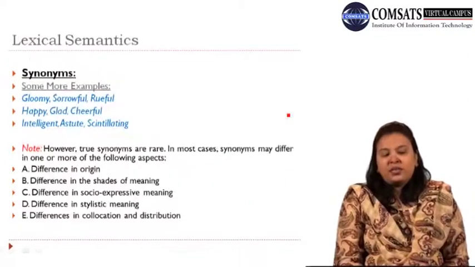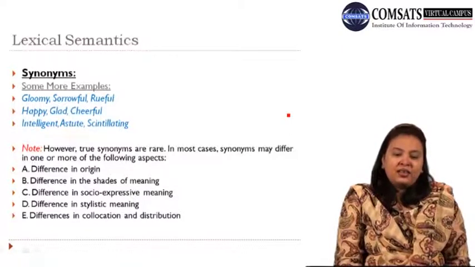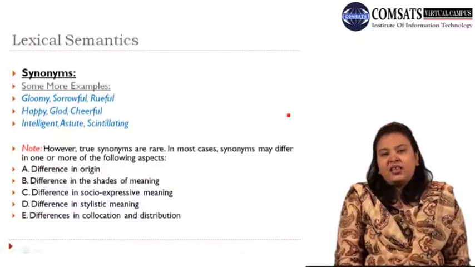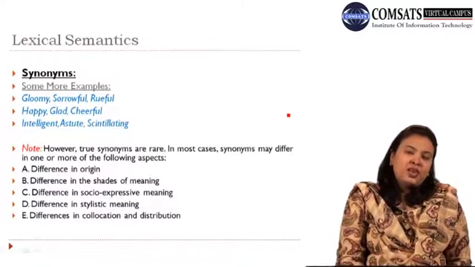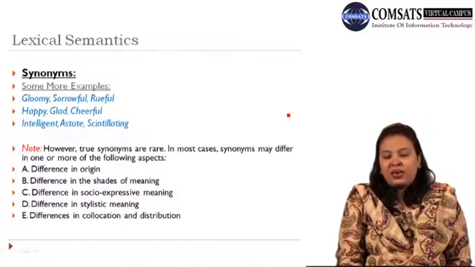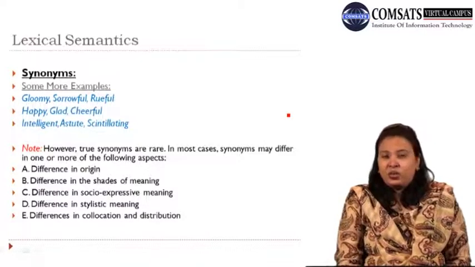Then we have more examples of synonyms, like gloomy, sorrowful, rueful. Now all these words have the same meanings. Happy, glad, cheerful. I'm happy, I'm glad. Intelligent, astute, scintillating. These words have synonymous meanings, so they fall in the category of synonyms. But I would like to make one thing clear: what are true synonyms?